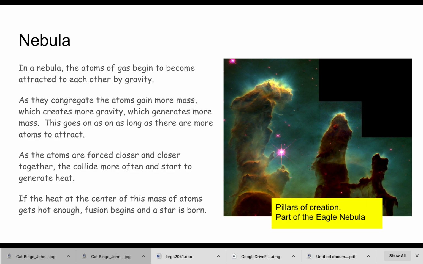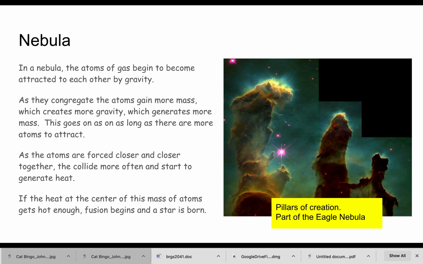In the nebula, the atoms of gas begin to become attracted to each other by gravity. Now, an individual atom doesn't have much gravity, but it has some. And over a long period of time, this gravity acts on other atoms and it begins to attract them to each other. As they begin to congregate, they gain more mass. The more mass they have, the more gravity they have. And this increased gravity then causes more atoms to be stuck to it, and it gets larger.